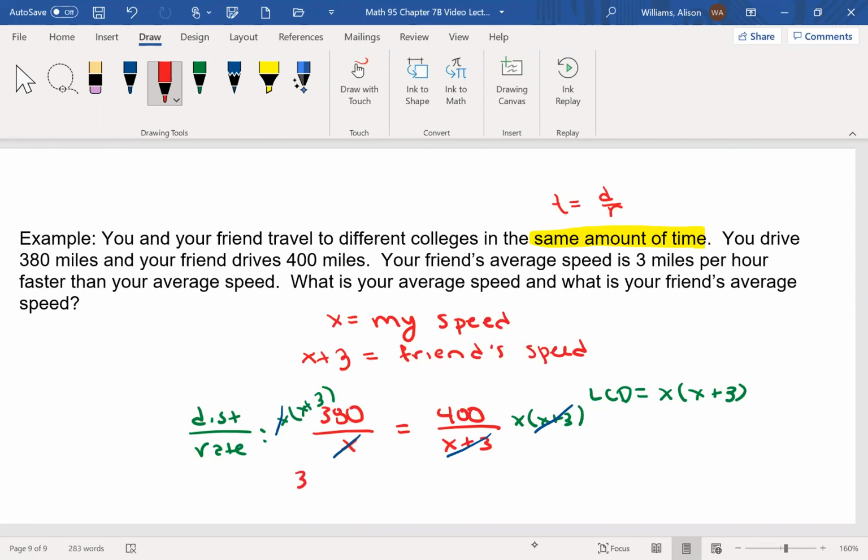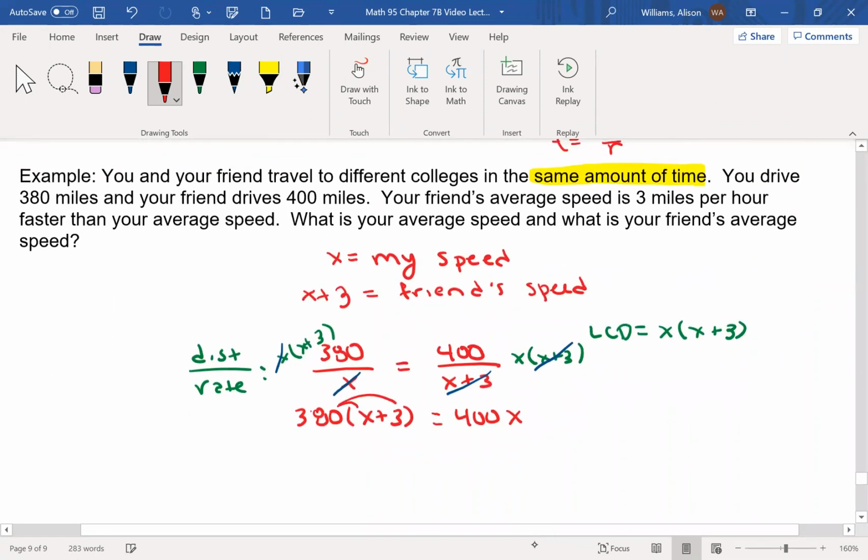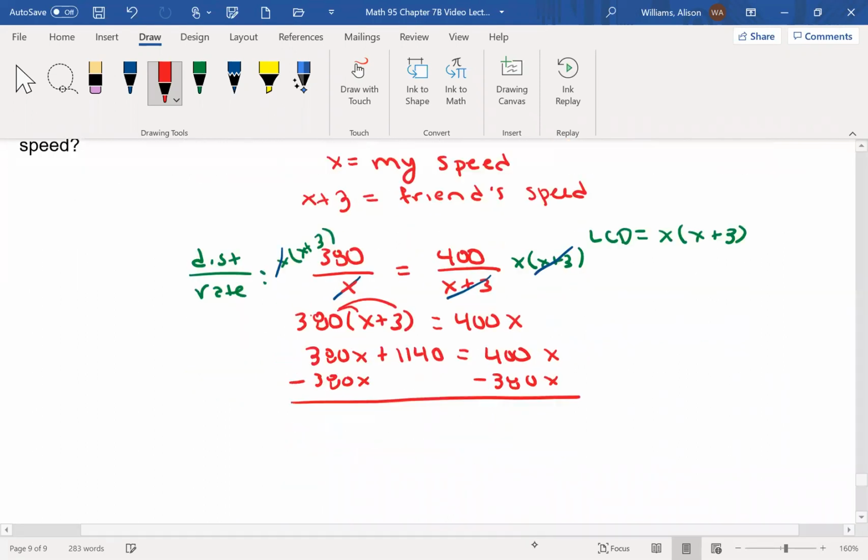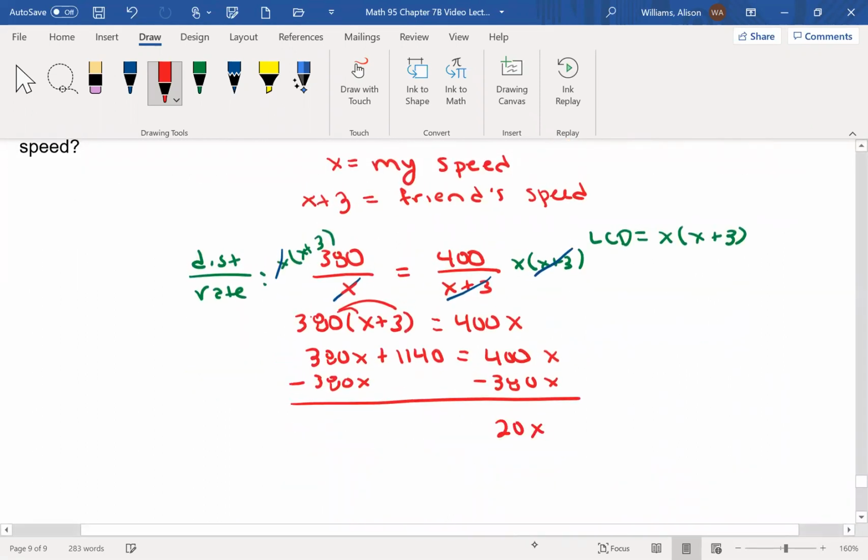Okay, so let's go ahead and write that out. We got 380 times x plus 3. If we cancel those x's over here, I'm going to get a 400 x. Okay, so let's get the calculator. 380 times 3 is 1140 equals 400x. All right, so I'm going to subtract 380x from both sides. That's going to leave me with 20x equals 1140. Dividing that out, I am getting 57.